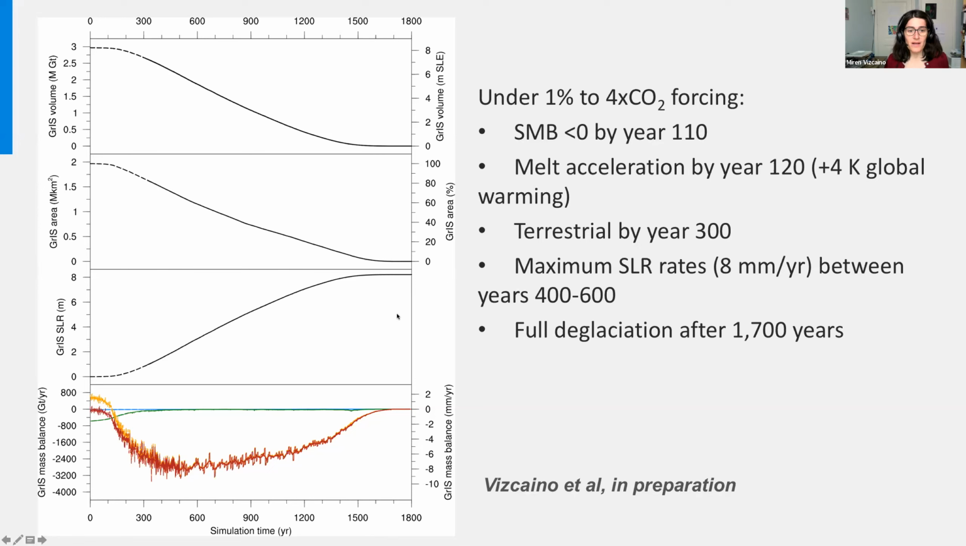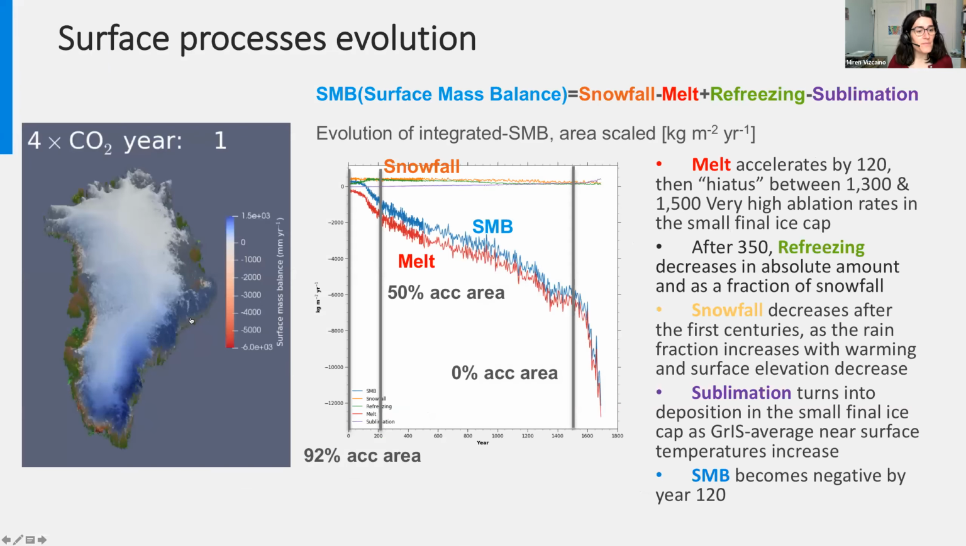Okay, so this is sea level rise, and here we are at the top of what we can do. Which means that in less than 2 millennia, the ice sheet is gone. This is pretty fast, but it's also very high forcing. Okay, so full deglaciation after 1700 years.